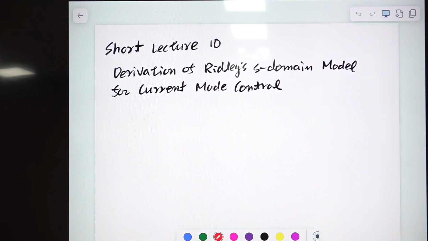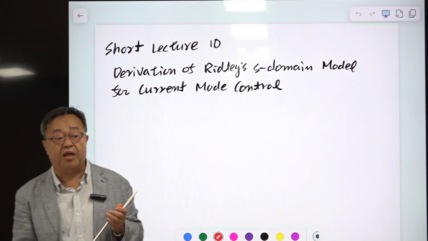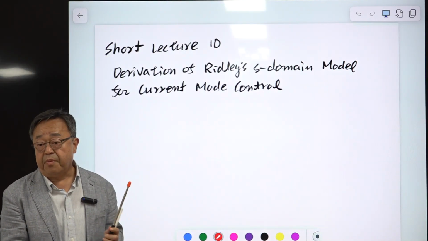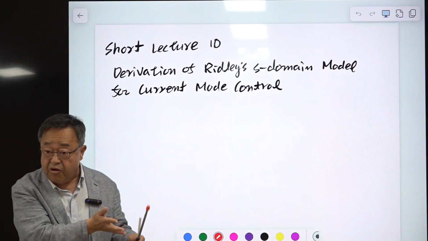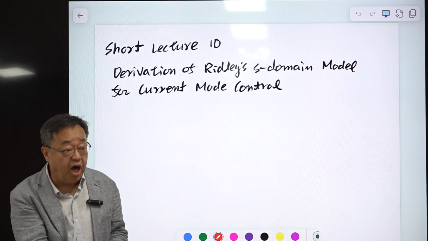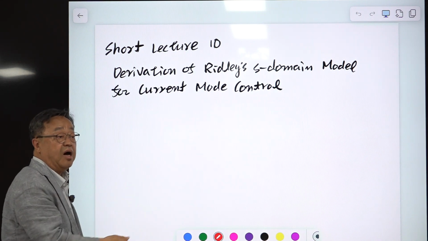Before, we skipped the derivation of Ridley's model of the sampling effect of current mode control, and we postponed the discussion at that time because it would distract our attention. So we went through the design process from the beginning to the end. Now we are going back to this one to have complete knowledge.